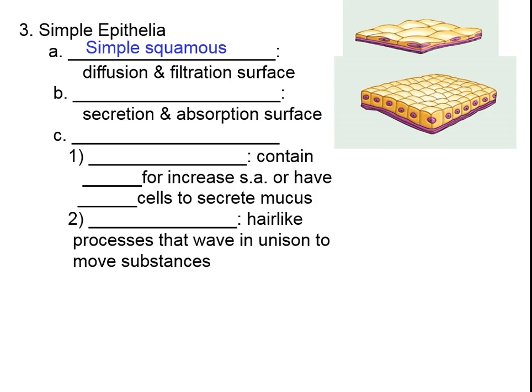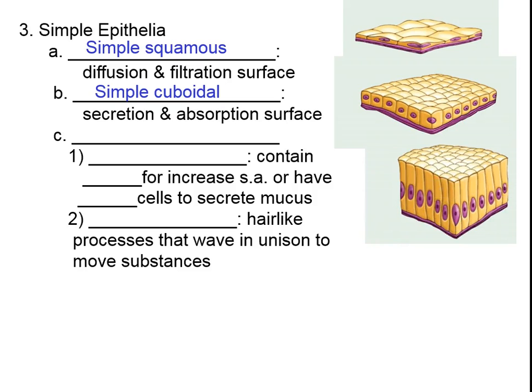This would be one layer of cube-like cells, so it would be simple cuboidal. You find these in areas where you need secretion and absorption surfaces as well. This would be simple columnar. Some of these are going to be non-ciliated. That means at their apical end they don't have any hair-like extensions.